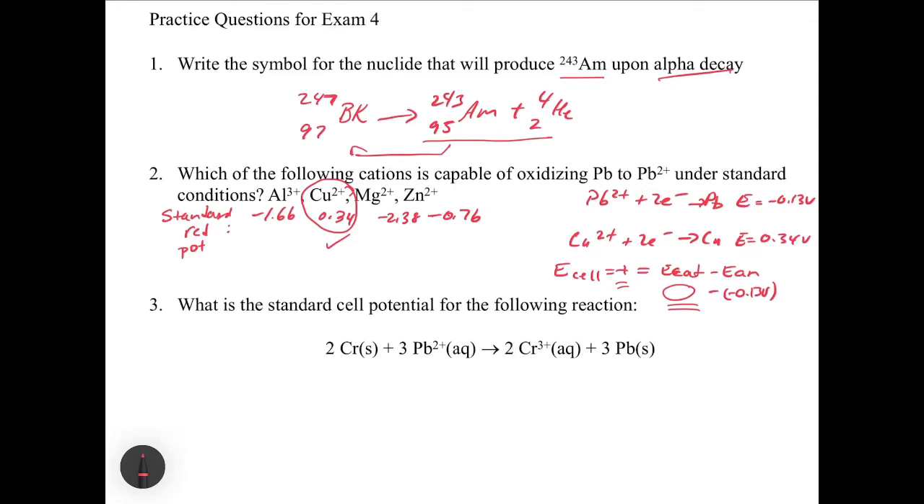Okay, this one says, what is the standard cell potential for the following reaction? We have 2 chromium solid plus 3 lead 2 plus gives 2 chromium 3 plus plus 3 lead solid. So we have to write out the standard reduction potentials for both.